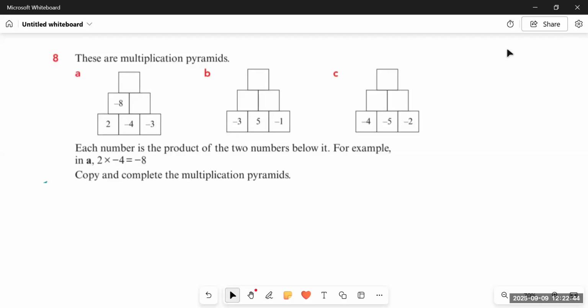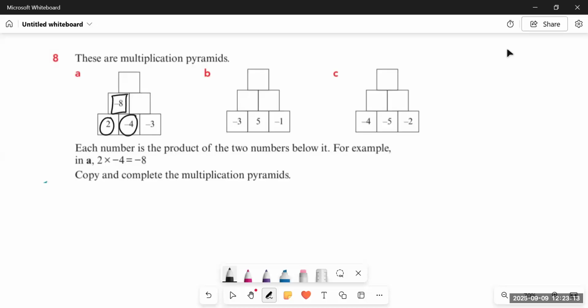Now, the next question is very interesting. We are provided with a pyramid. We have to go from the bottom to the top. And what are we going to do? We are having multiplication pyramids. It means that we have to multiply the two numbers together to get the product in the box just above it. So if they're saying each number is the product of the two numbers below it, for example, 2 multiplied by minus 4 over here, you will find that 2 multiplied by minus 4 is equals to minus 8.